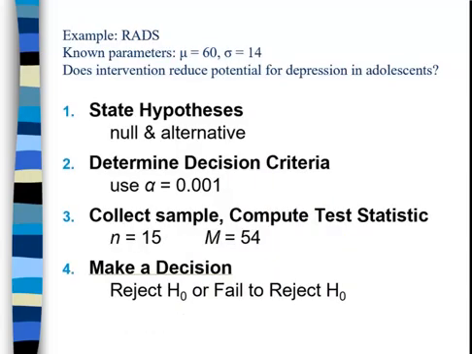All right, another example, our RAD score, right? We had a population mean of 60, a standard deviation of 14, and we're asking, does intervention reduce the potential for depression in adolescence? So again, I want you to go through the same 4 steps. Warning though, a little warning right here. Note I'm setting the alpha at 0.001. So keep that in mind as you're doing these steps. So go ahead and pause the video and I'll show you how I did it when you come back.